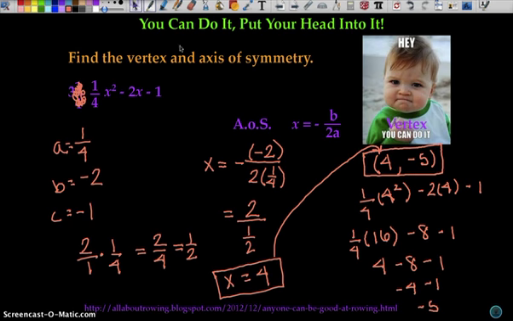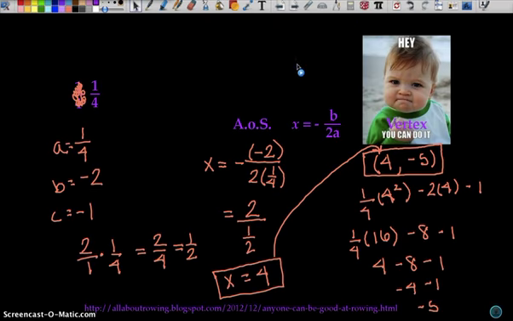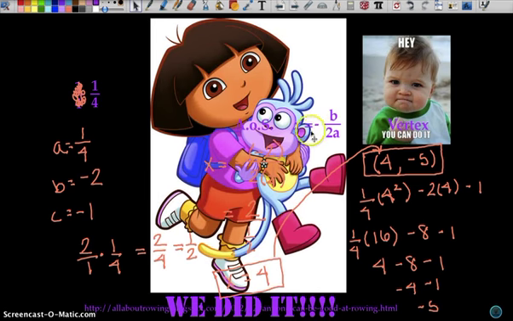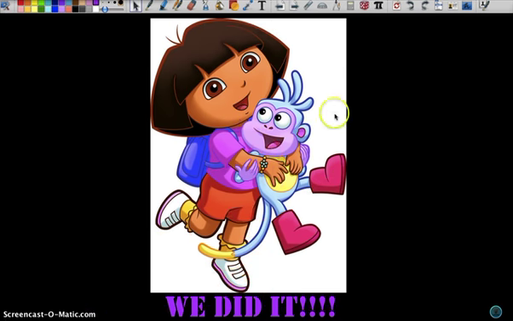All right, well guess what? You did it! Yay! Where'd it go? See, now I want it to work. Oh no! Let's see if I can get there. Yay! We did it! That's what Dora says.